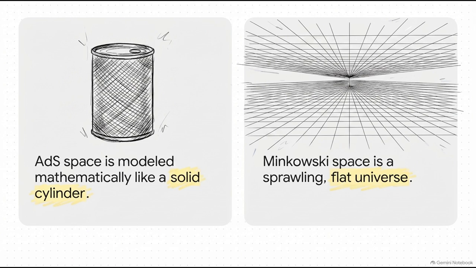But our actual universe, which is modeled as Minkowski space, well, it's flat. So, as you can probably guess, trying to force those elegant mathematical models from a theoretical soup can into the sprawling flat space of our actual universe, yeah, that creates some massive friction.